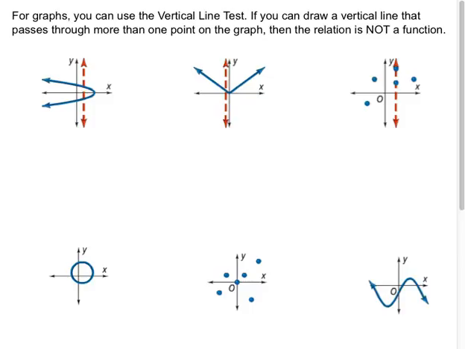If an element of the domain is used more than once, it's not a function. If it only touches once, everywhere in the domain, then it is a function. So let's take a look at this.